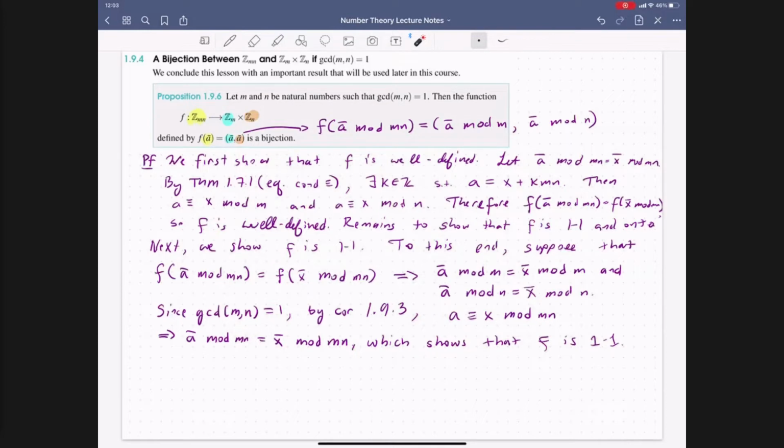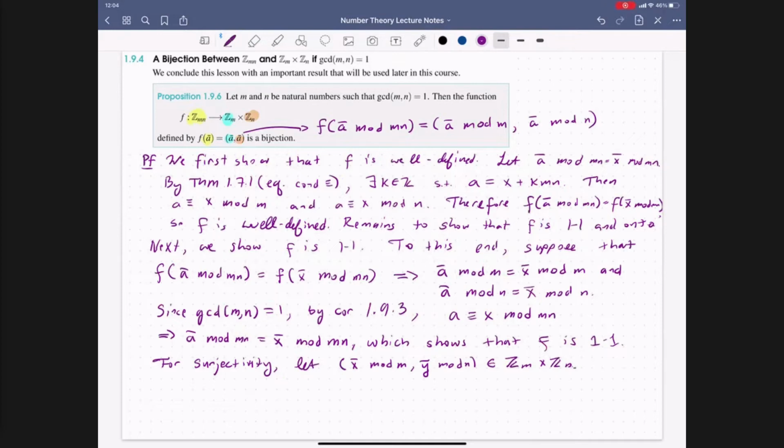So all that remains for us to show is that the function is surjective. To show that it's surjective, we need to choose an element in the codomain, in the set of outputs. So we're going to choose an ordered pair here. So for surjectivity, let X bar mod M and Y bar mod N be any arbitrary element of the integers modulo M Cartesian product integers modulo N. And what we want to do is find an element that maps to both of these.